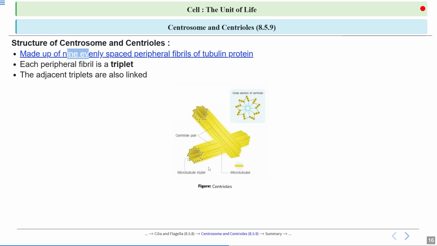You can see here the image of the centriole. This is the cross section of the centriole, and it has a cartwheel-like appearance. These are the peripheral microtubule triplets. You can see 1, 2, and 3. Adjacent triplets are also linked, and in total there will be 9. You can see these are connected to each other. This is a cross section of the centriole, and this is different from the axoneme.